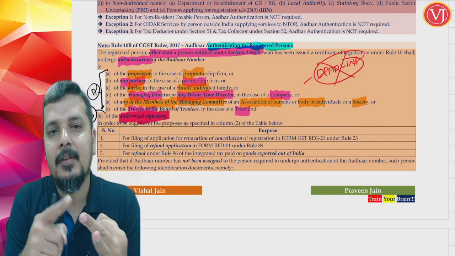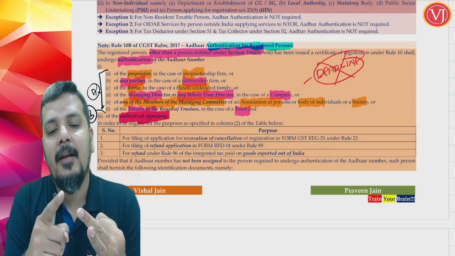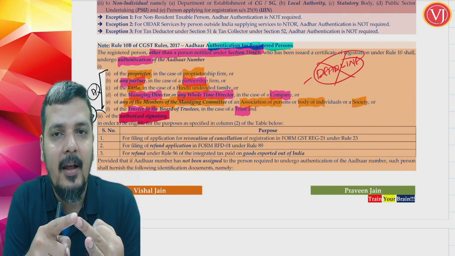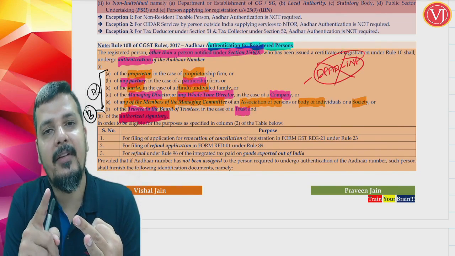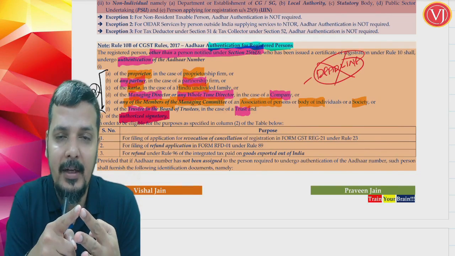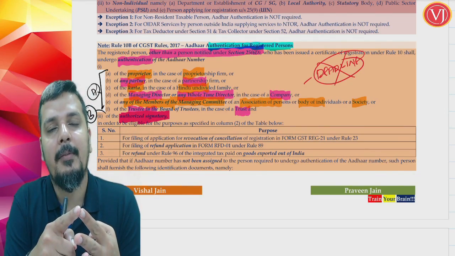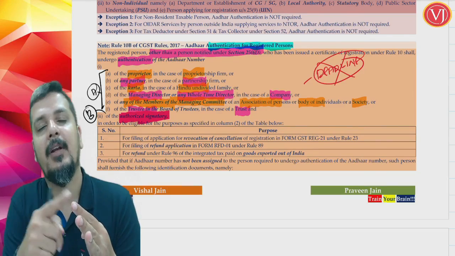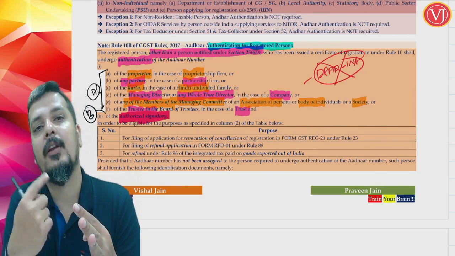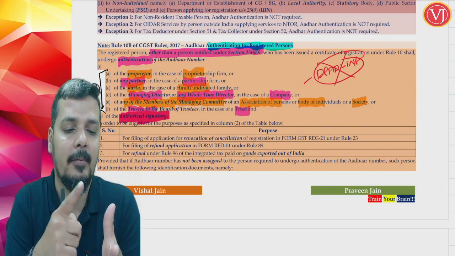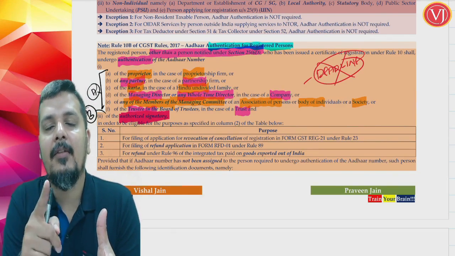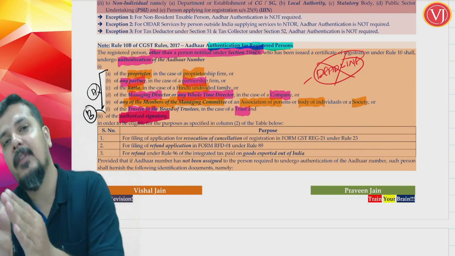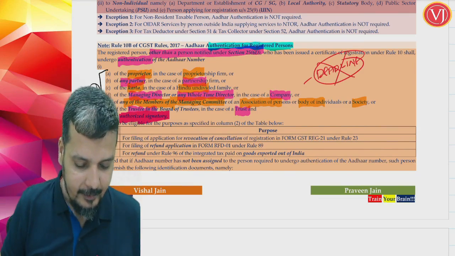For a company, the managing director and any of the whole time directors' Aadhaar should be linked, plus if the authorized signatory is someone else, his Aadhaar should also be linked. For an AOP/BOI, they are telling that any member of the managing committee's Aadhaar should be linked, and if your authorized signatory is someone else, his Aadhaar should also be linked. For a trust, any of the trustees or board of trustees' Aadhaar should be linked, plus if the authorized signatory is someone else, his Aadhaar should also be linked.